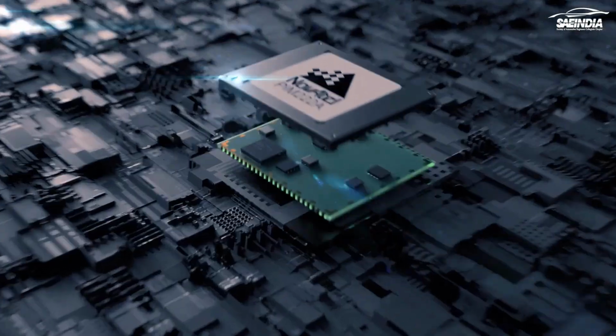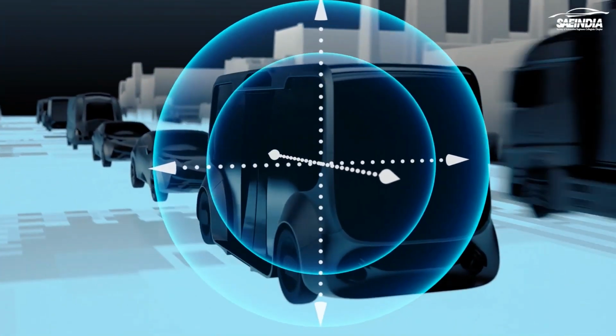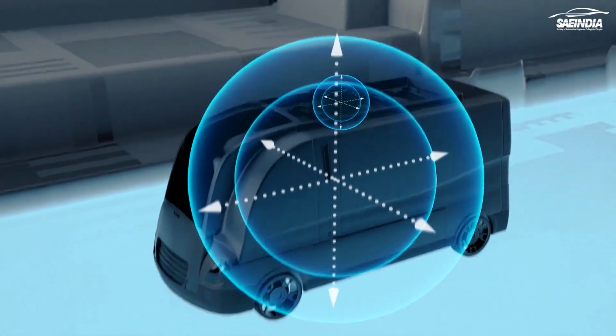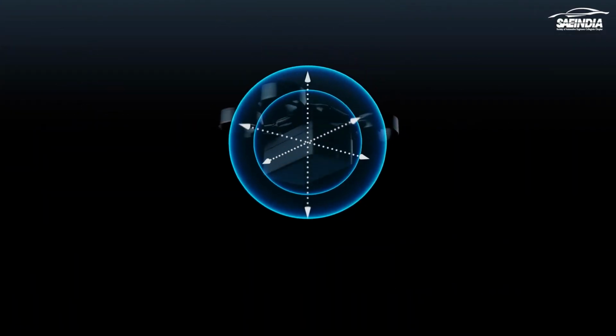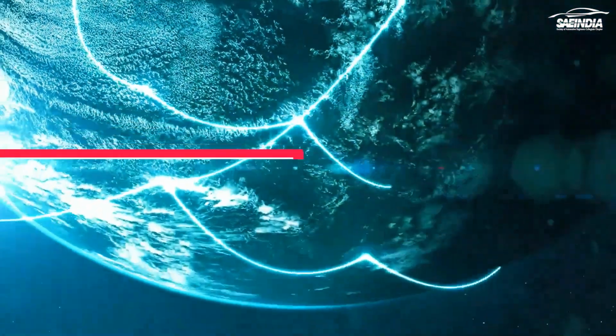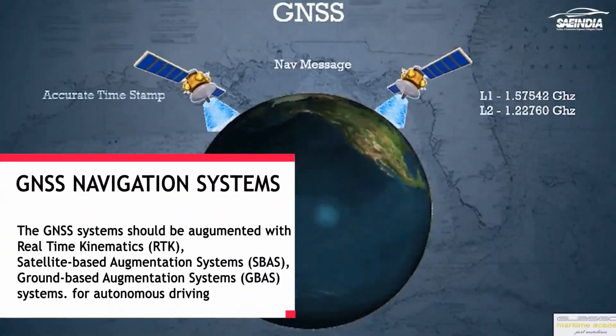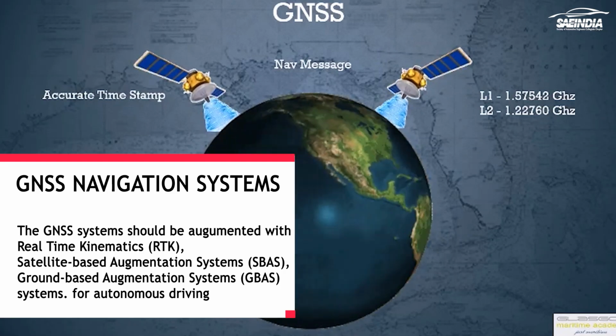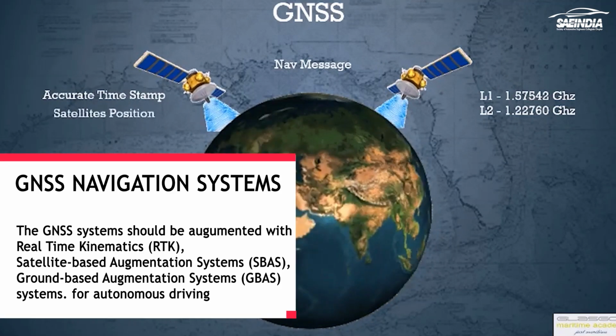The global navigation satellite systems, combined with a frequently updated map database, are essential for navigation, but the raw GNSS accuracy of a meter or more is not sufficient for fully autonomous driving, and without a line of sight to the sky, they cannot navigate at all. Autonomous driving can be achieved by integrating with other sensors, including the IMU, and augmenting with real-time kinematic systems, satellite-based augmentation systems, and ground-based augmentation systems.